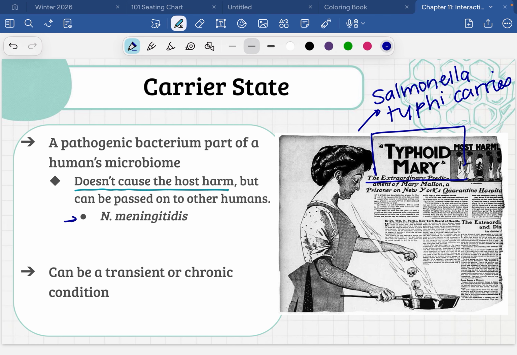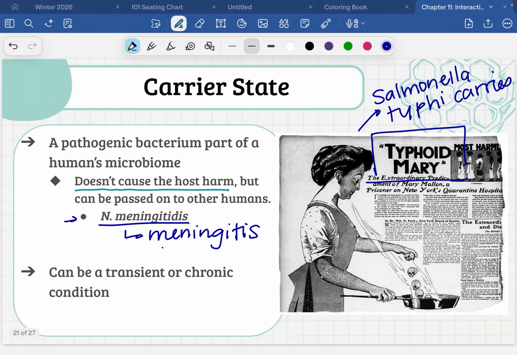Another example of carrier state that can happen is this bacteria right here. It's called Neisseria meningitidis. And Neisseria meningitidis is a bacteria that causes meningitis, which is a brain infection. And I believe we've talked about this before. I can't remember. But it causes meningitis, which is a brain infection.